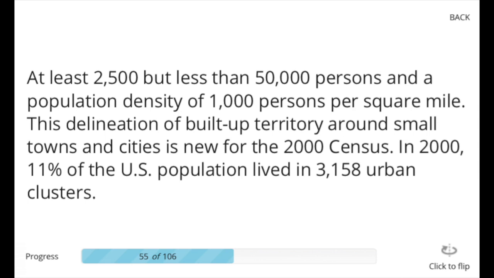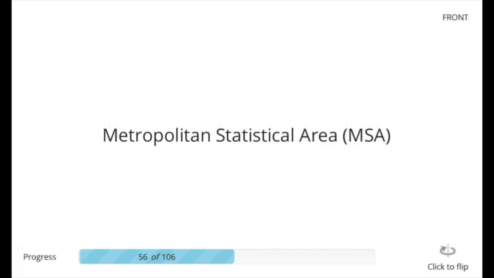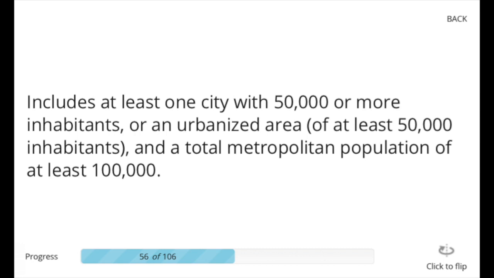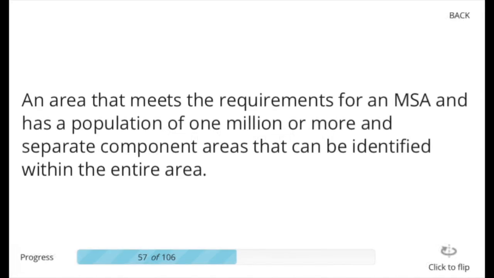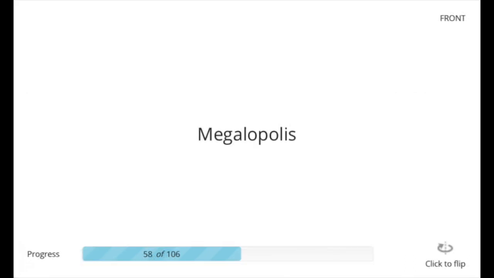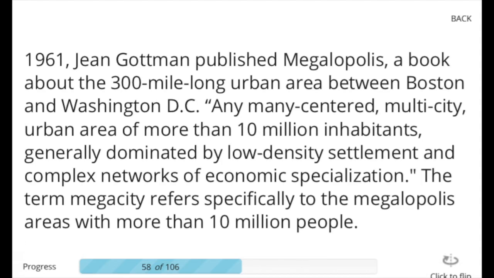Population lived in 3,158 urban clusters. A metropolitan statistical area, or MSA, must be an urbanized area of at least 50,000 people or more, but also have a total metropolitan population of 100,000. Primary MSA, or PMSA, is a metropolitan statistical area with a total of 1 million people or more. Megalopolis, that's just a ridiculous name, so 10 million people.